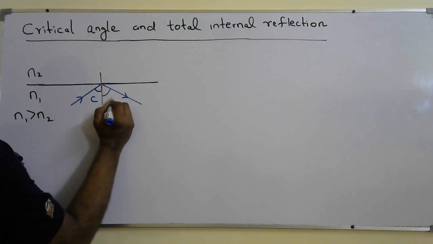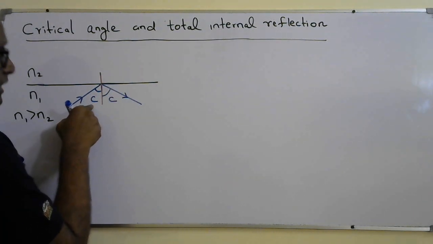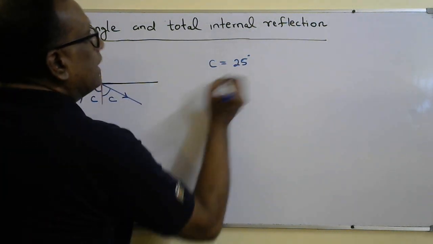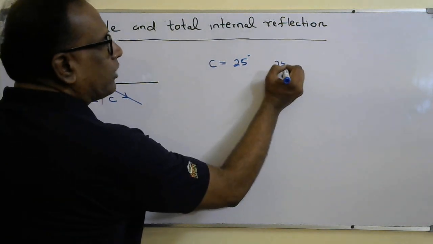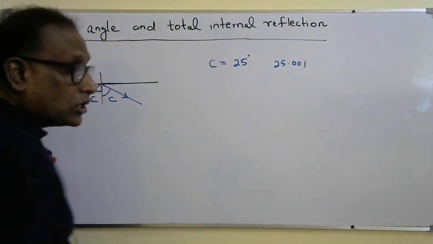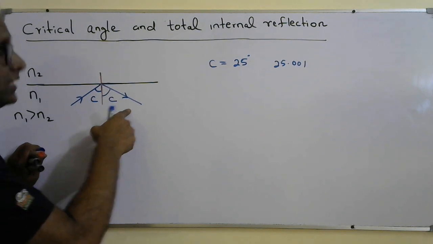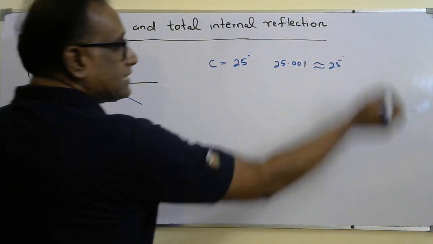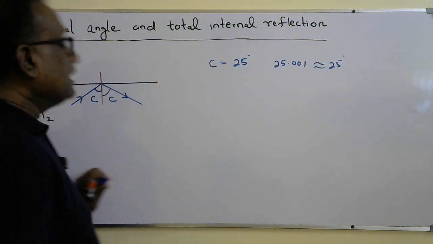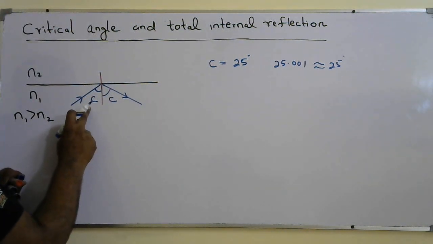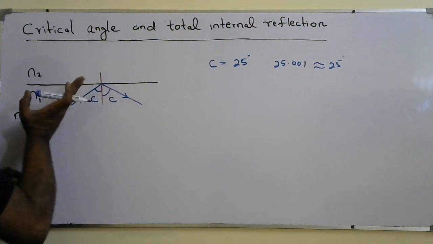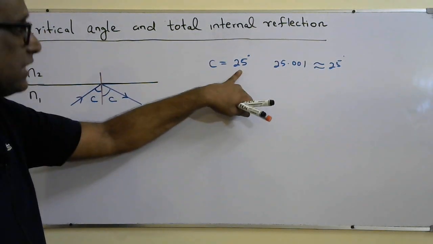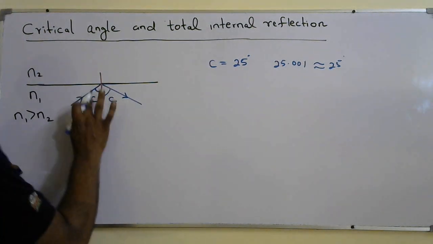So this also will be equal to the angle of incidence. For example, if the critical angle C is 25 degrees and the angle slightly increases to 25.001 degrees, it also will cause total internal reflection. 25.001 is approximately equal to 25 degrees. So I can take this as the critical angle, when I slightly increase more than the critical angle. If it is more than 25 degrees, if it becomes 35 degrees, yes, no problem.